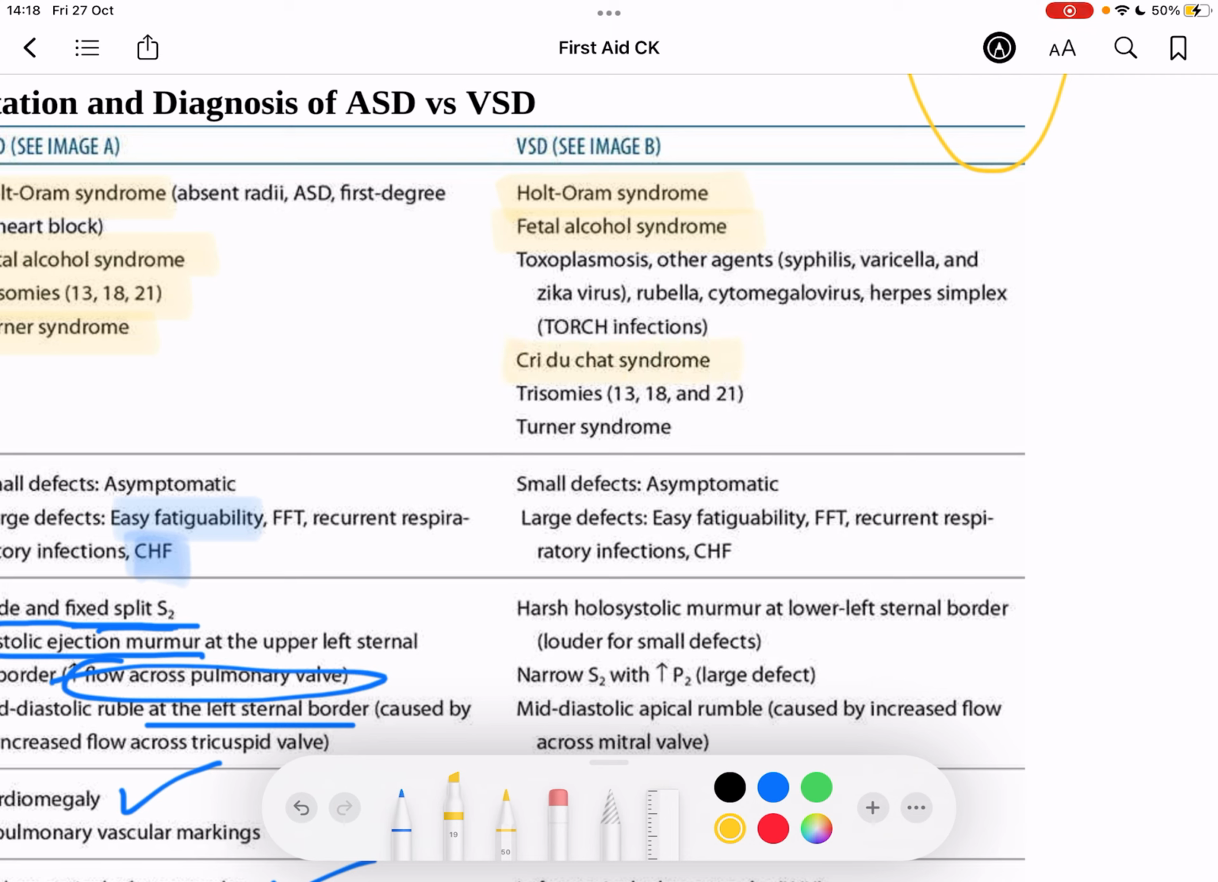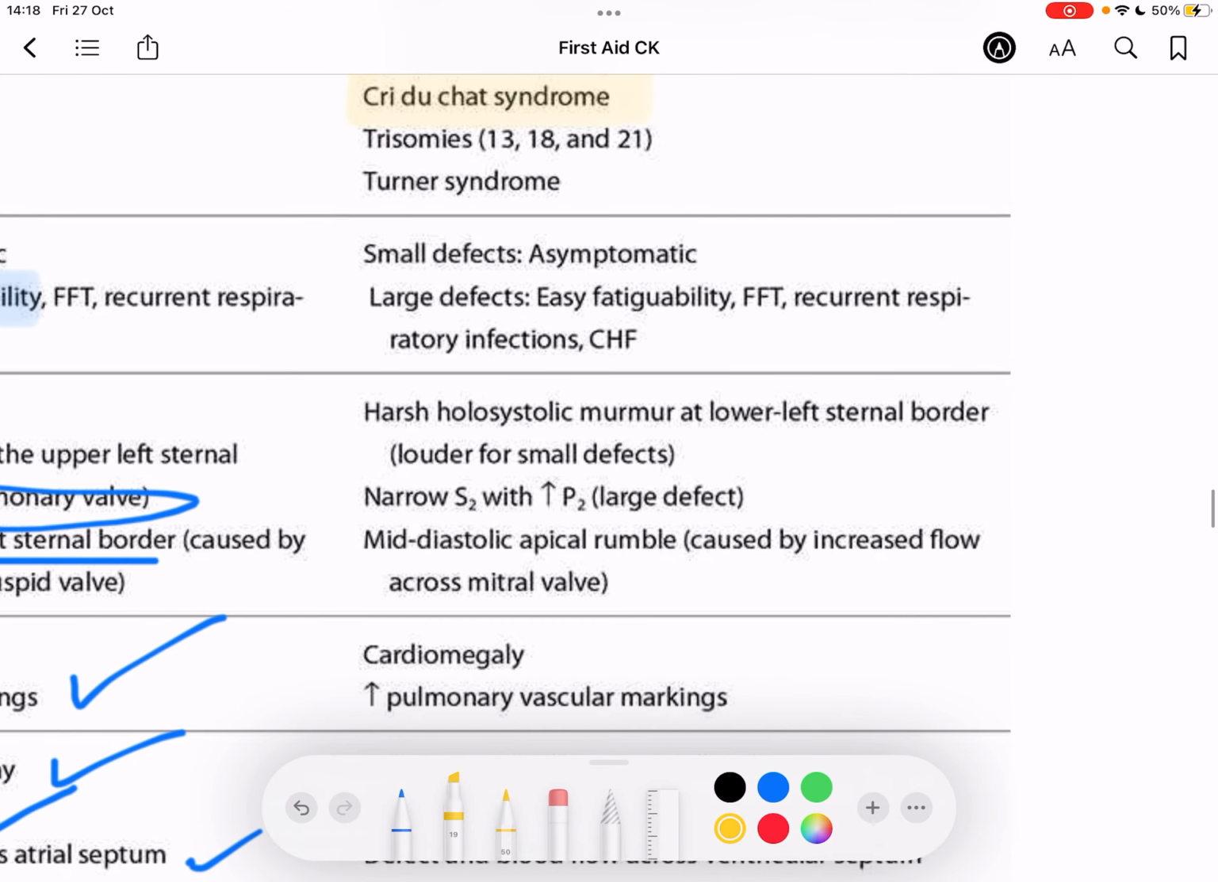Cri du chat is also seen here. This is due to a microdeletion on chromosome 5, where they have the characteristic crying that sounds like a cat on inspiration. It is associated with the trisomies just like ASDs, and it is associated with Turner syndrome as well. Again, something that's quite important to know is that it's exactly the same as the ASD.